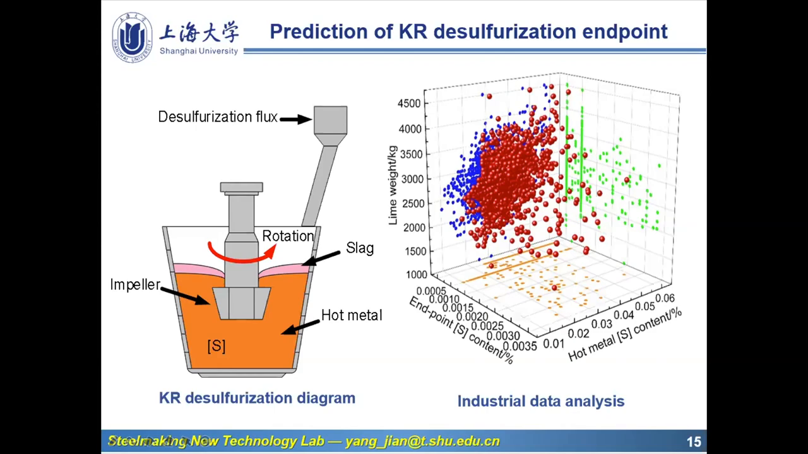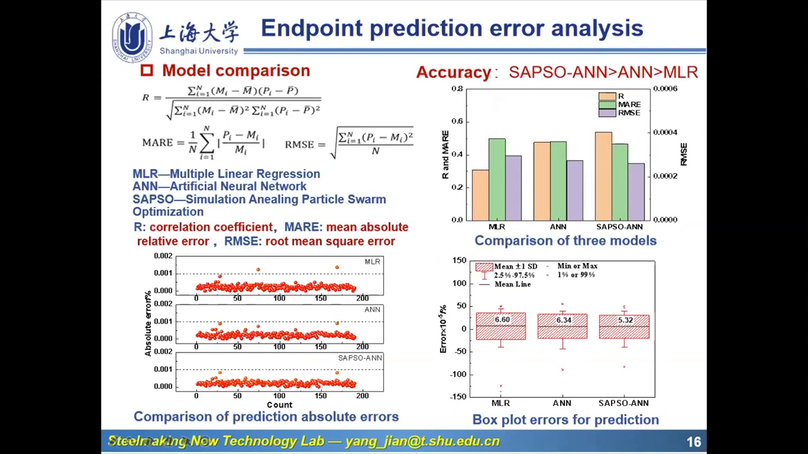So, it is the industrial data analysis for the endpoint of the sulfur content. And it is influenced by the lime weight and also by the hot metal sulfur content. And here is the endpoint prediction and the error analysis. And we use the correlation coefficient and the mean absolute relative error and the root mean square error to evaluate these three models, which one is better.